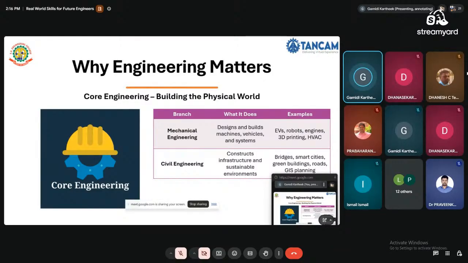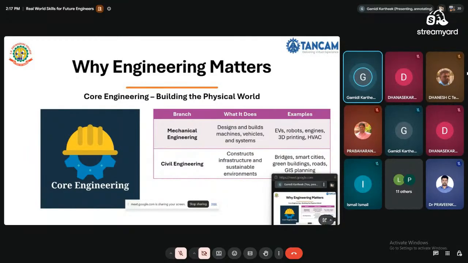Core engineering is actually building the physical world. The machines, buildings, electrical lines or whatever it may be, they are nothing but core engineering. Basically, mechanical, civil, and electrical and electronics come under core engineering branches.